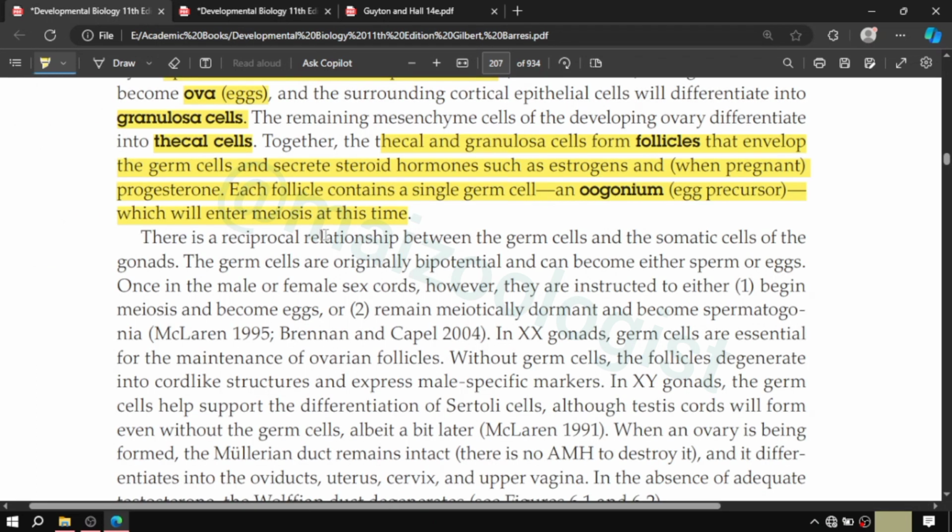Now let's get to a very brief mechanism. There is a reciprocal relationship between the germ cells and the somatic cells of the gonads. We know that a couple of types of cells are present there: the germ cells, and the somatic cells that make up the gonads structurally. The germ cells are going to end up being gametes. Now the germ cells are originally bipotential, and they can become either sperm or eggs. Once in male or female sex cords, they are instructed to either begin meiosis and become eggs, or remain meiotically dormant and become spermatogonia.